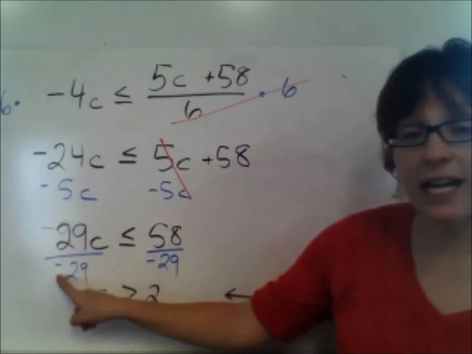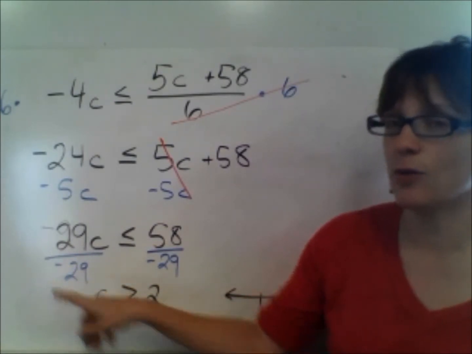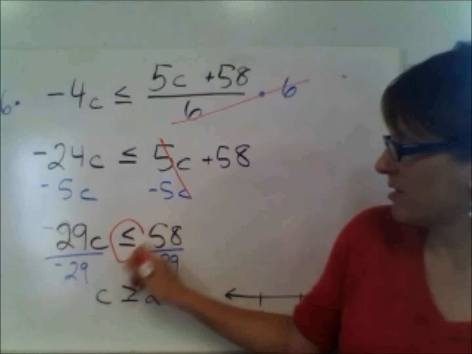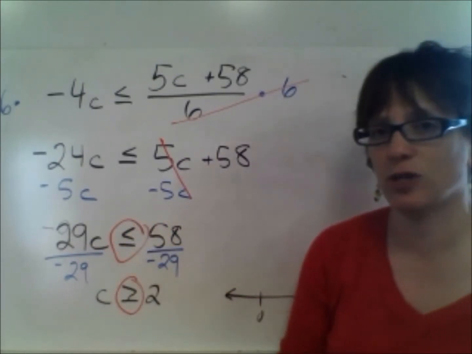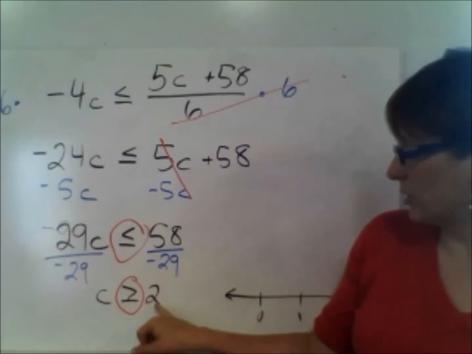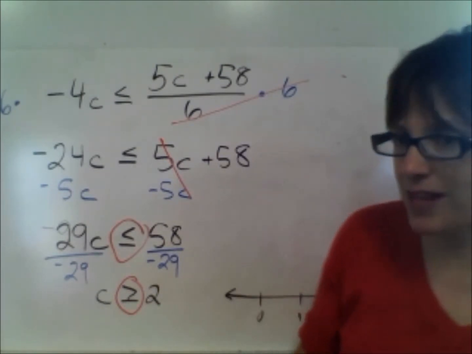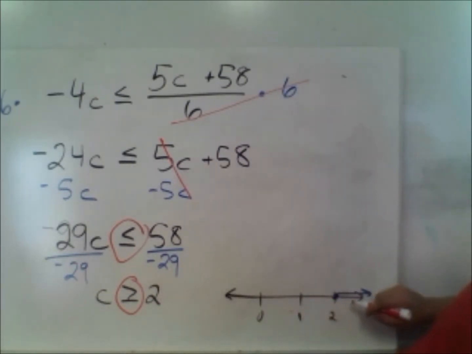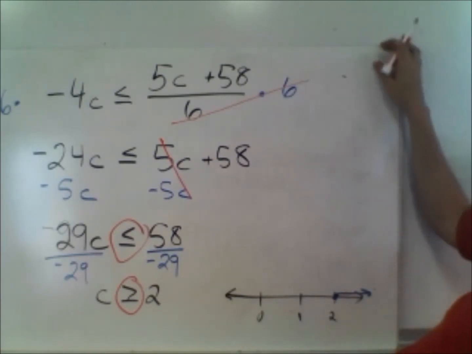I divide both sides by -29. When I divide by a negative, my sign's going to switch. My final answer is c is bigger than or equal to 2. And I graphed that over here. Full circle, arrow going bigger than.